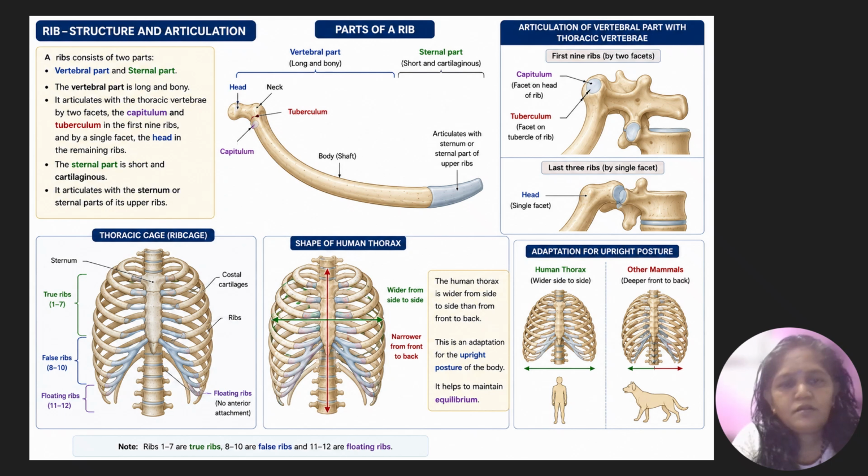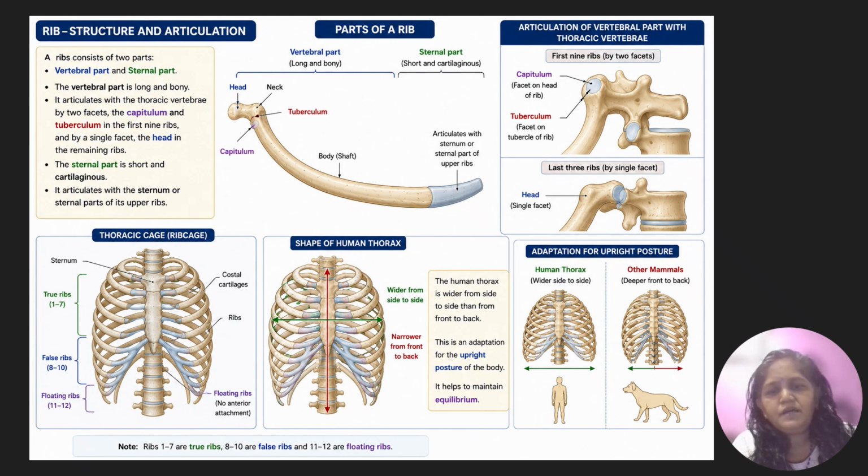But the bone, the body shaft, can be broken. It is a bony one. Now you can see again the whole thing is given over here. Sternal part short and cartilaginous, vertebral part long and bony.